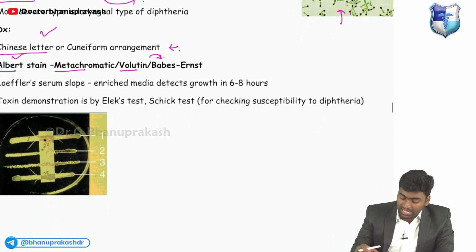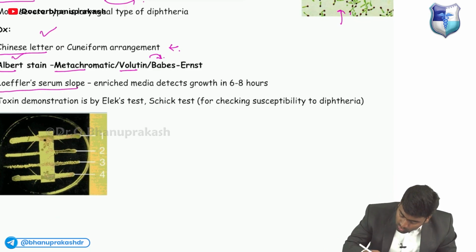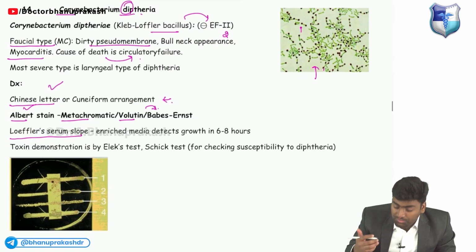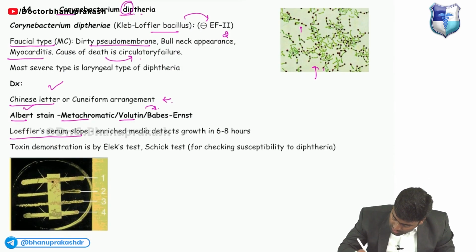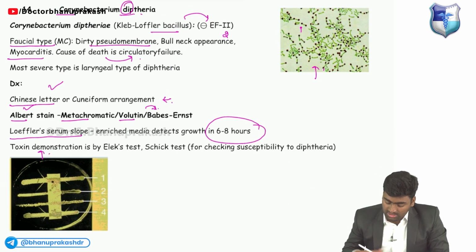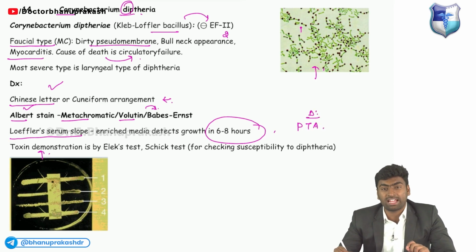Okay, and for diagnosis, we can do 2 methods. One is known as Loeffler serum slope. So Loeffler serum slope will provide growth within just a few hours, so it is used for the earliest diagnosis. Whereas if you need to confirm the diagnosis, for that we'll use potassium tellurite agar. Okay, for the confirmed diagnosis, we'll use this potassium tellurite agar.